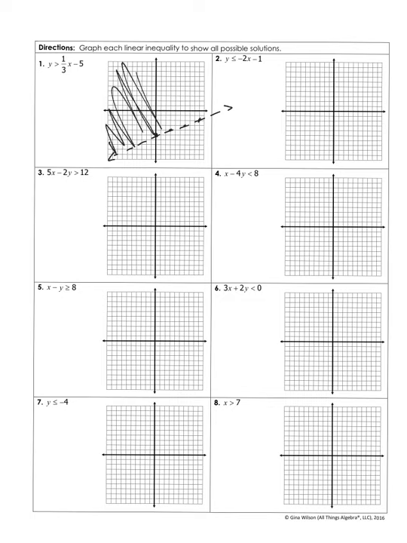So all the values above that dotted line, all the ordered pairs in this space up here where I'm shading, will make that inequality true. And if you don't believe me, pick one and plug it in and see.